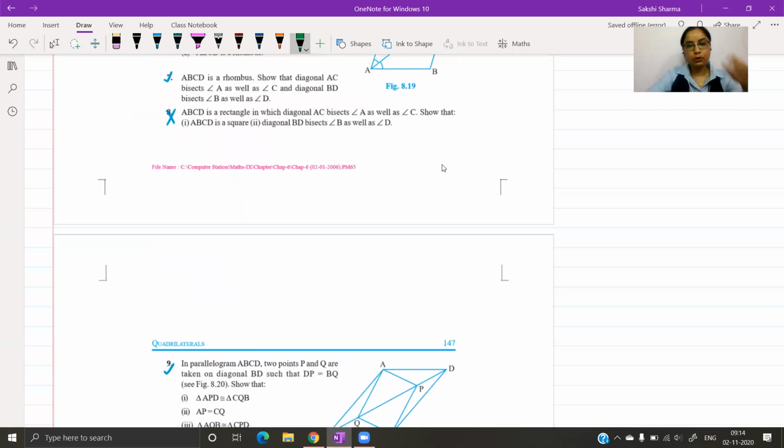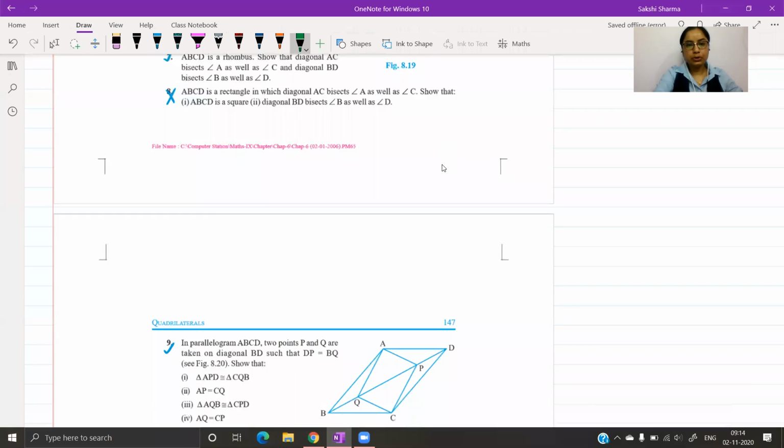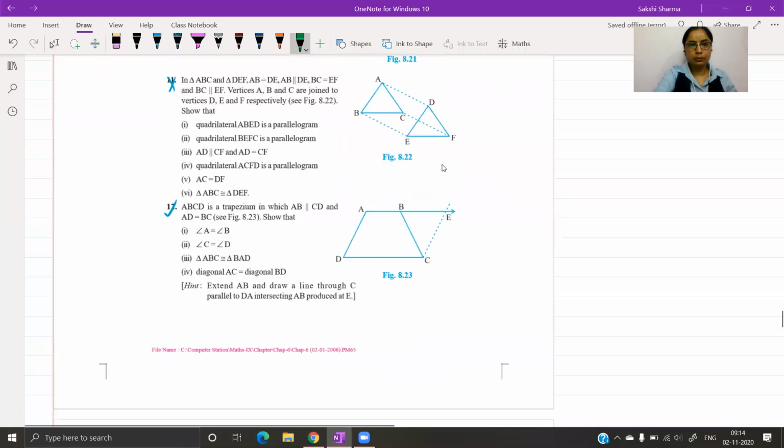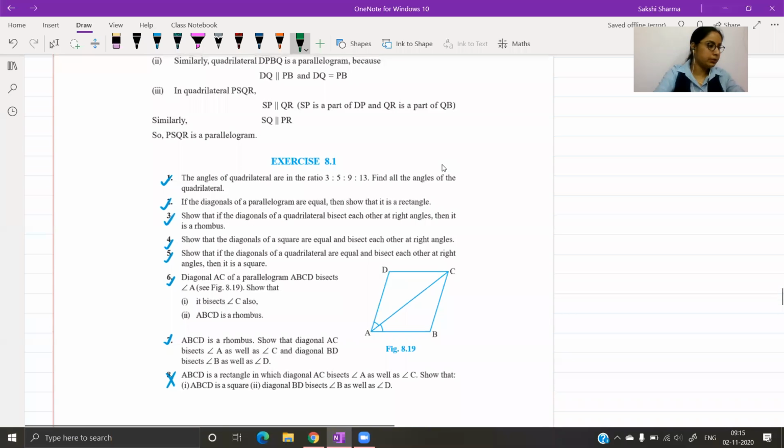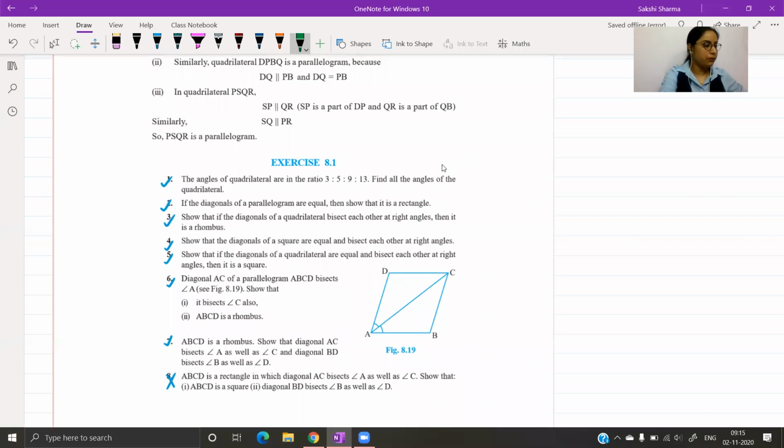8.1, there are just a couple of questions deleted from this exercise. Question number 8 and question number 11. Yeah, these two questions are deleted. We have to do the rest of the exercise. First question, I think you can do it on your own.